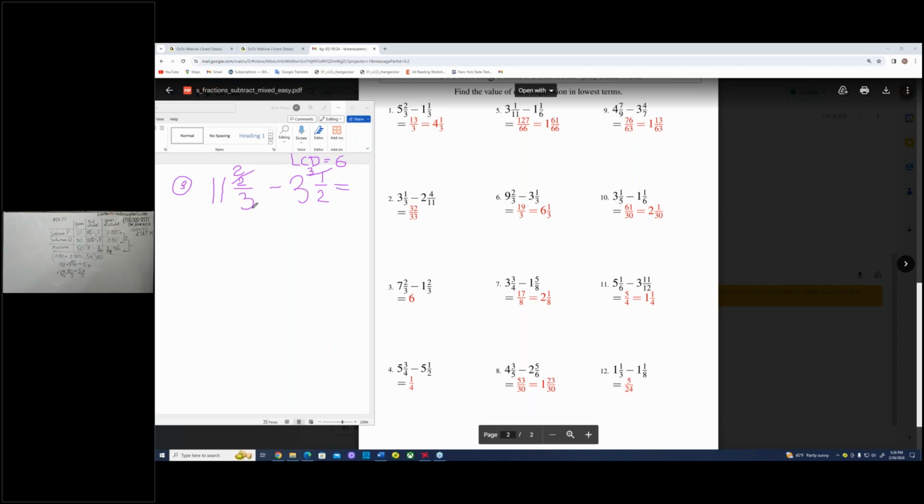3. Excellent. So I have 11, 2 times 2 is 4, 2 times 3 is 6, minus 3, 3 times 1, and 3 times 2 is 6. Emily, so far so good? Yeah. I don't borrow anything. Why? Because this number is greater than this number. If it were smaller, I would borrow 1. That's it. Now, 11 minus 3.